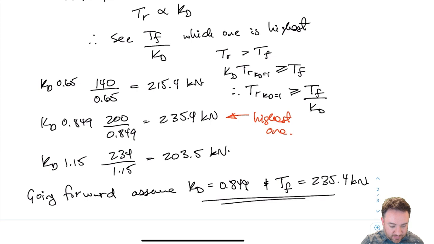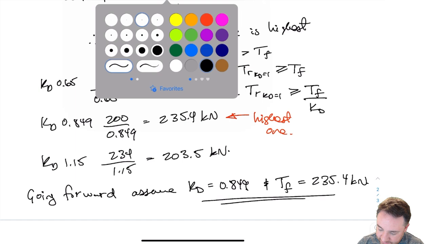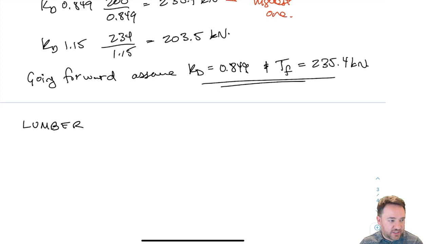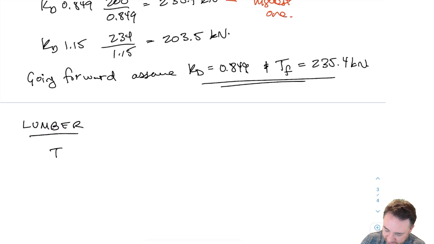Okay, so now let's take that information and try to design a member for lumber. So I'm going to try to design this lumber member to satisfy this TF and this KD, which takes into account all of the load combinations that combine the dead load, live load, and wind load on this member. So for lumber, I have my TF equals 235.4 kilonewtons, and my KD equals 0.849.